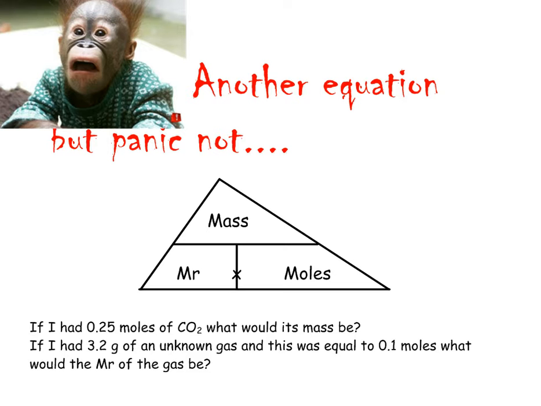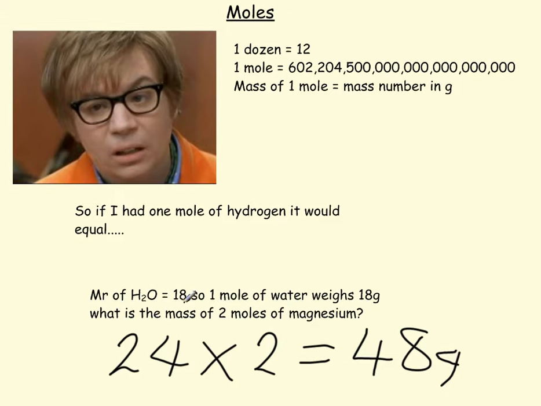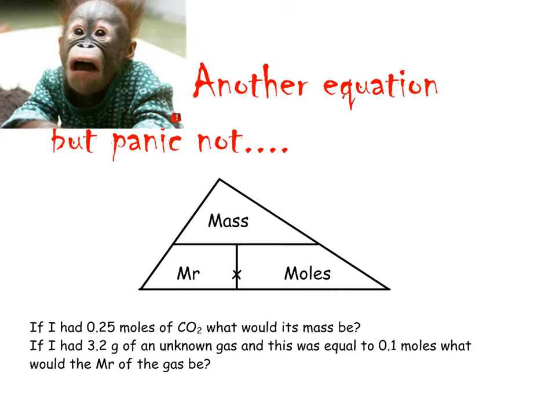Okie dokie. So this is the equation the higher tier people need to use. Don't panic about it, because it is exactly what you've just done, common sense really. You just have to rearrange it. You just did that, because you had the mass of 2 moles of magnesium. So you had the number of moles, you looked up the Mr in the periodic table and times them together. So you have used this equation already. So let's have a look at these two.